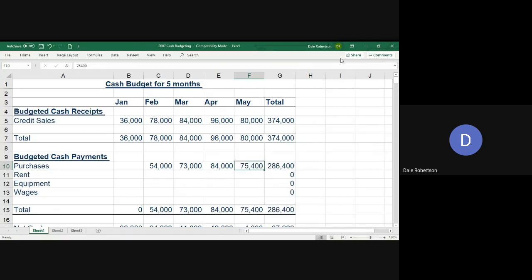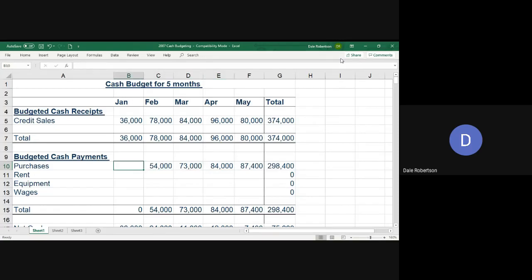Actually, in May, we pay for April's purchases, but also there is an exception. The 12,000 euro in May is a cash purchase, which means we pay that immediately when we buy it. So therefore, that is also to be paid in May. So 75 plus 12, actually this is 87,400. That is a 75,400 from April plus 12,000 from May of cash purchases.